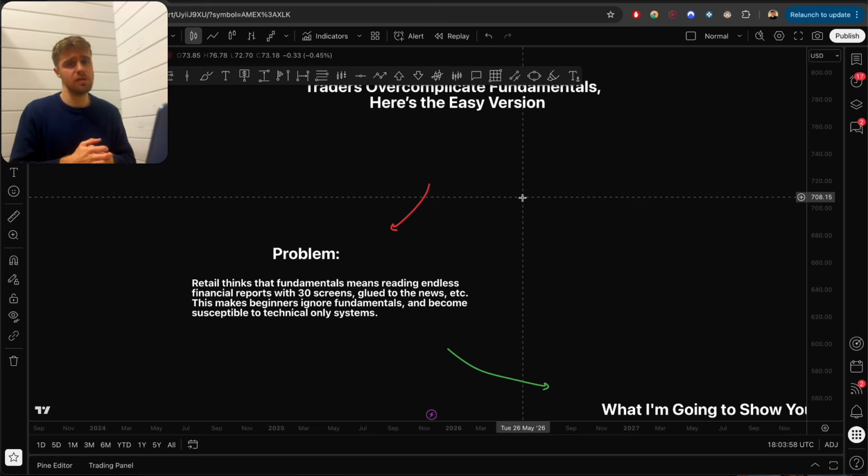So I'd much prefer just to learn how to draw on a chart a little bit. This is not me shitting on technical analysis. I'm just saying that is why technical analysis is more popular, obviously.